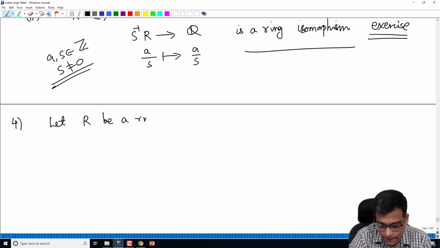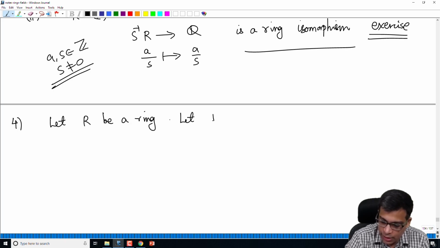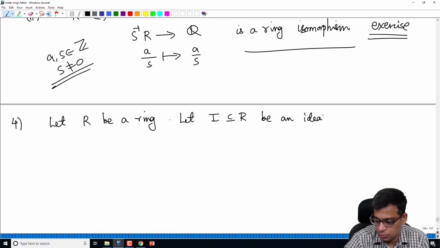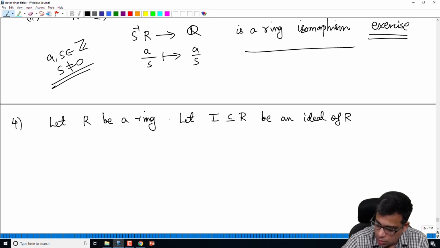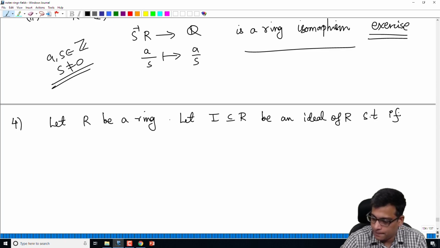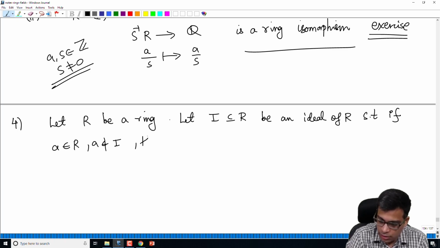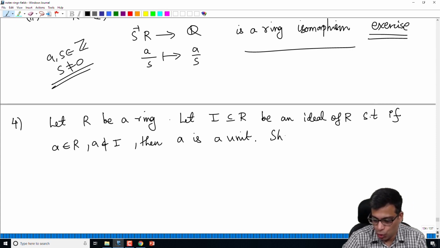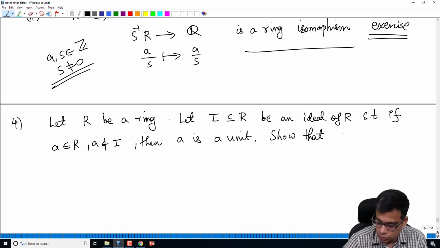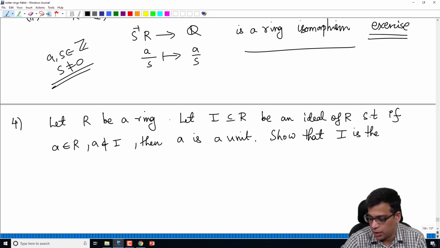Let R be a ring. Let I be an ideal of R such that if A is in R and A is not in I, then A is a unit. Show that I is a maximal ideal and it's the only maximal ideal.